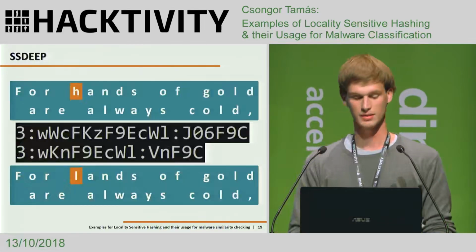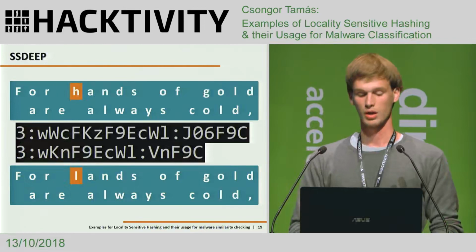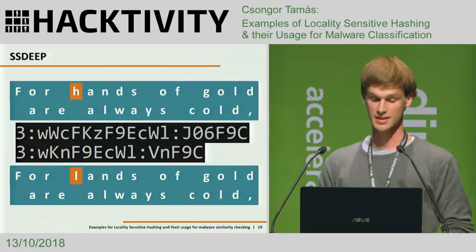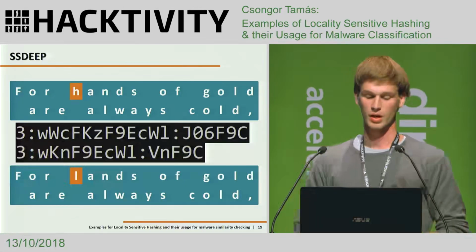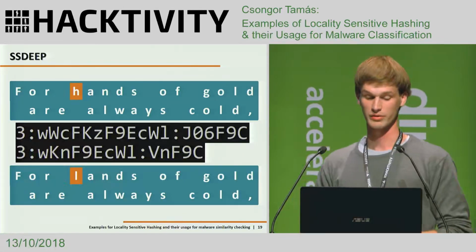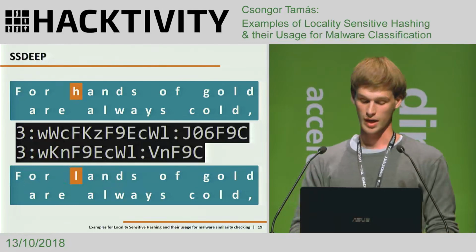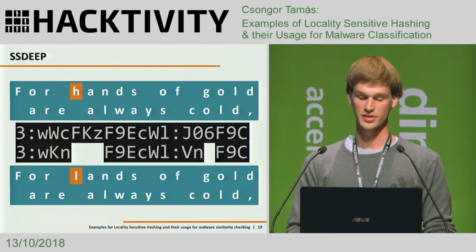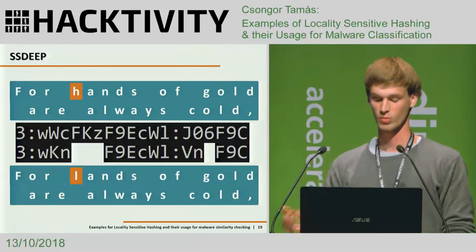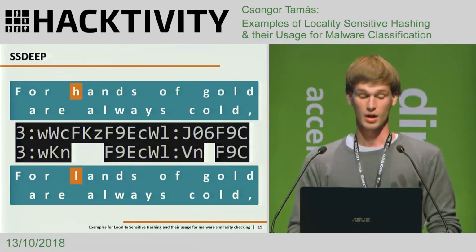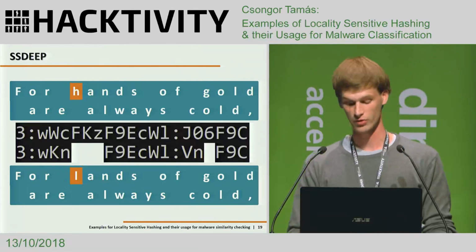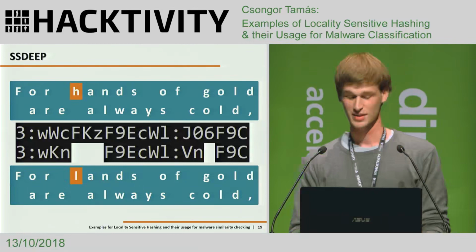Okay, so let's look at an example. You can see two texts and the hashes for them. The top and the bottom texts only differ in the highlighted character. And as we can see, the similarity between the digests is even visible to our naked eyes. For TLSH, it is not this straightforward, so equal characters.